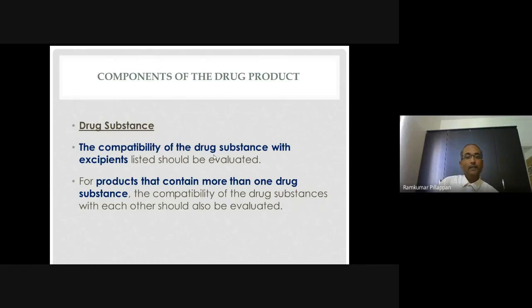If the product contains more than one drug, you have to see the compatibility between these two drugs also. I can tell many examples in industry. If two drugs are incompatible, we give a kit, where one product is given as one tablet, another may be given as a different tablet or a capsule, so that the patient has to take them together, but they are not manufactured together. So they are separate, but supplied together as a kit. This incompatibility between the drugs is a major thing we have to keep in mind.